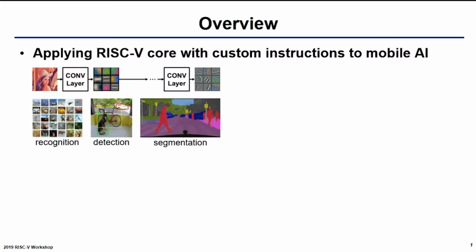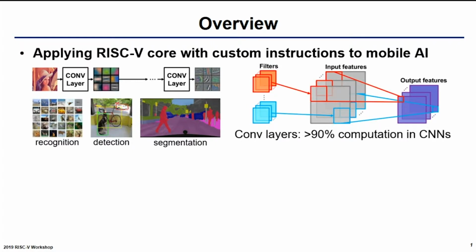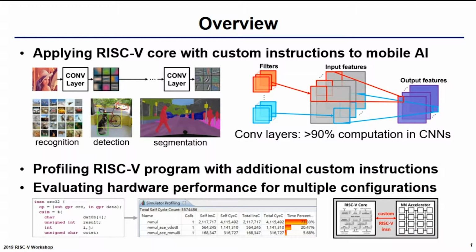So in this work, we are demonstrating how we apply custom RISC-V instructions to mobile AI applications. In AI algorithms, convolutional neural networks are commonly used for visual feature extraction. Typical applications include image recognition, object detection, and semantic segmentation. However, convolutional layers require high computational complexity, so an efficient RISC-V core and accelerators are necessary.